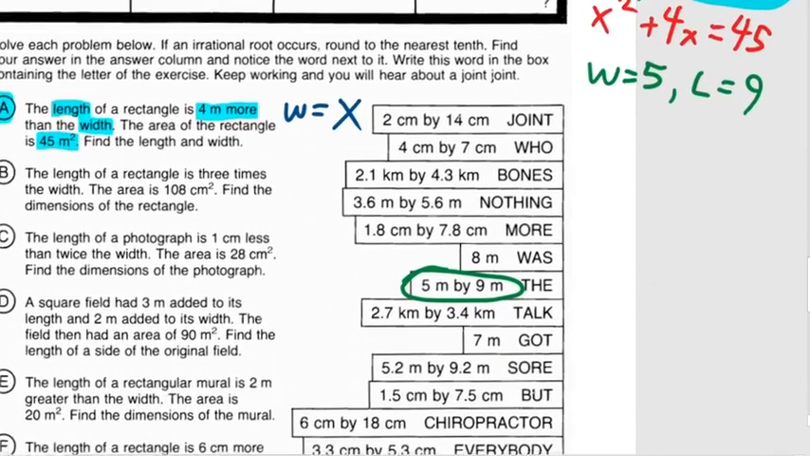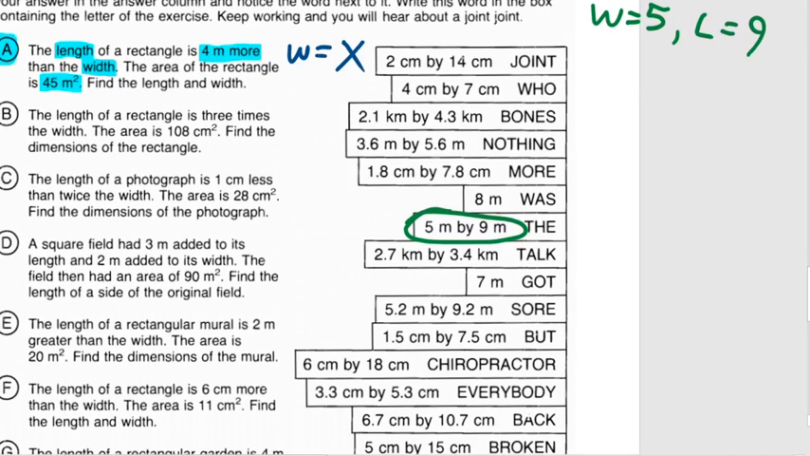I'm going to take a look at C here. It says the length of a photograph is 1 centimeter less than twice the width, and the area is 28. So again, we can start off with a width of x. So starting that equation, I'll put x, and then we need to multiply it times the length, and we're going to get an area this time, area of 28.